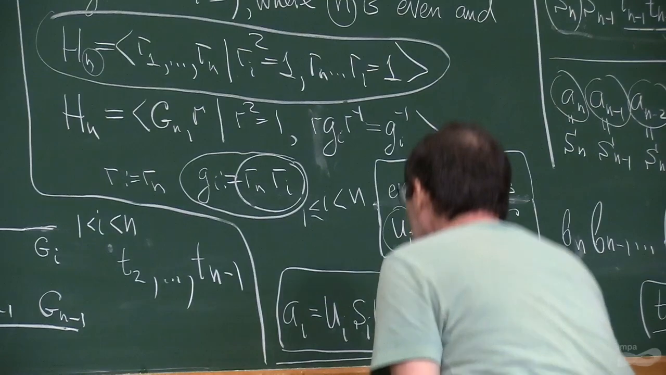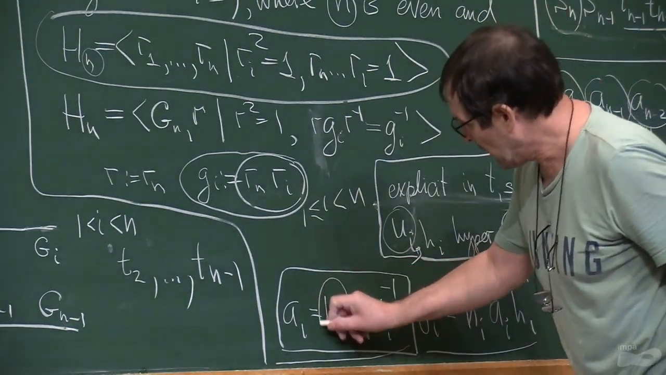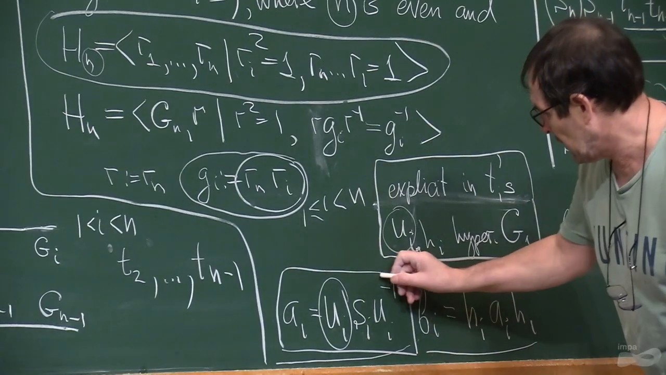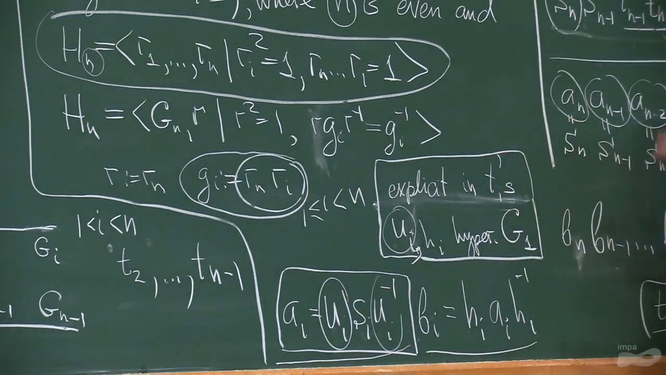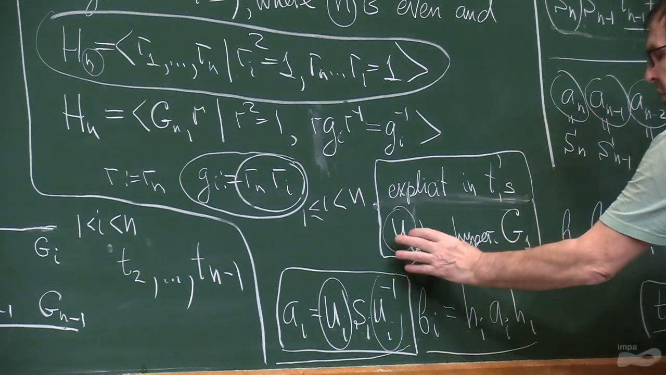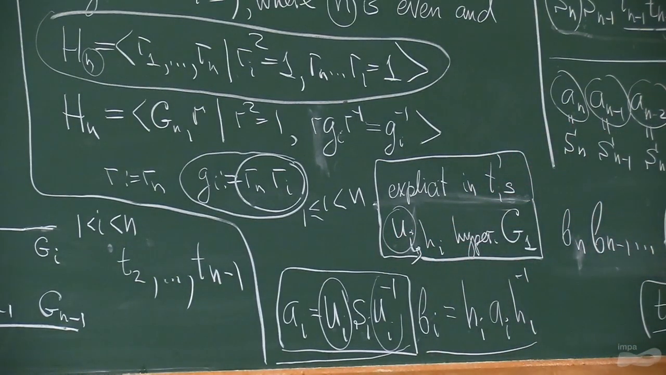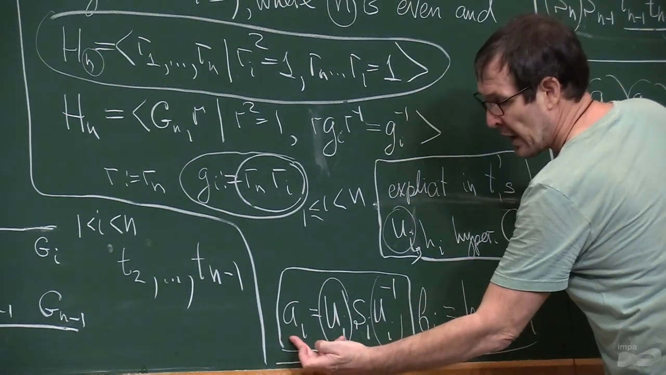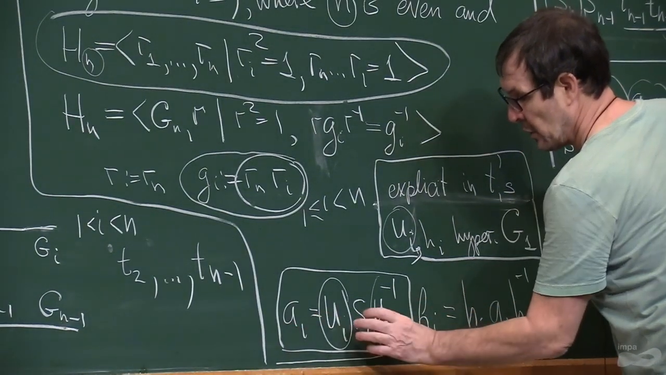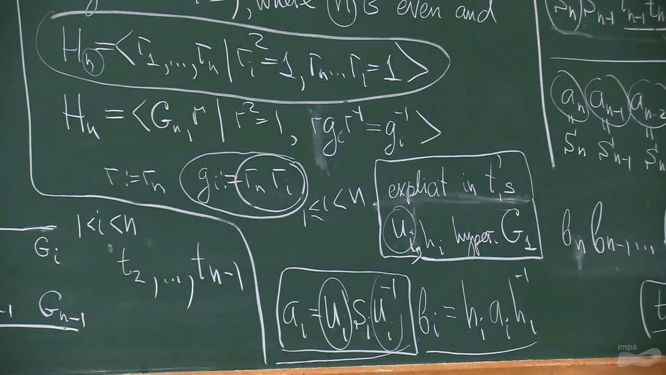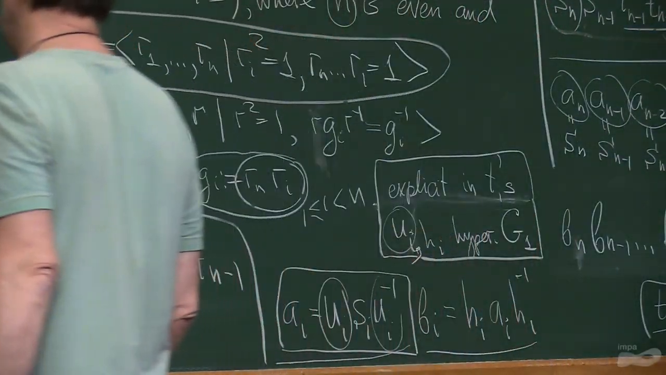Because if we know T's, we know this, use these explicit expressions. Oops. Sorry. We know these explicit expressions in terms of T, so knowing A's, we find our S's, okay? So it suffices to recover T's.